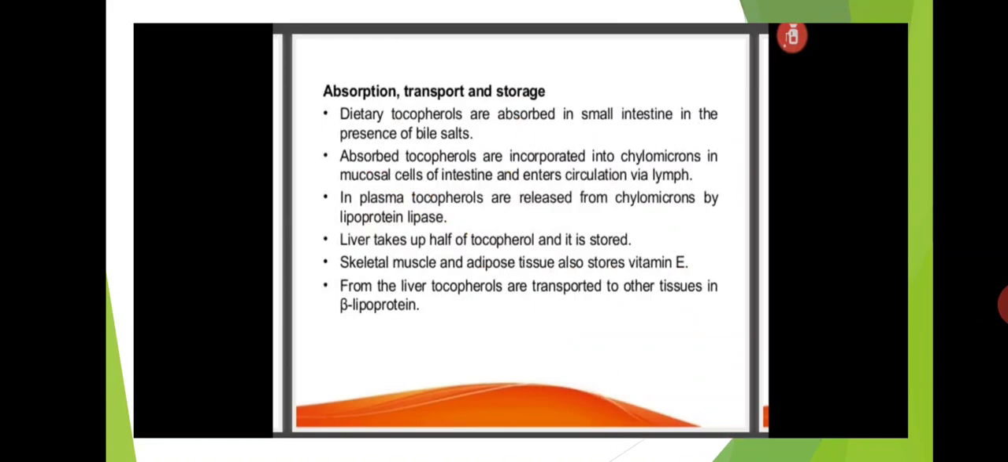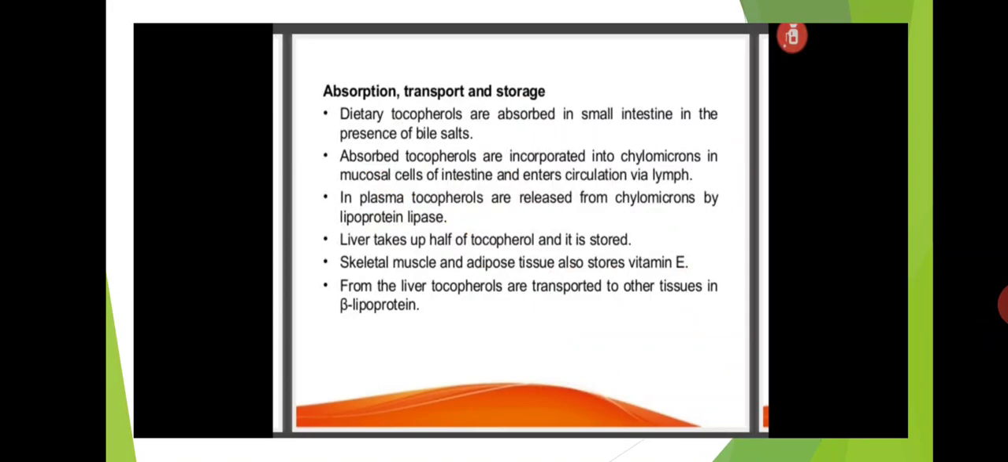Liver takes up half of the tocopherol and it is stored in the liver. Skeletal muscle and adipose tissue also store vitamin E. From the liver, tocopherols are transported to other tissues in beta lipoprotein.